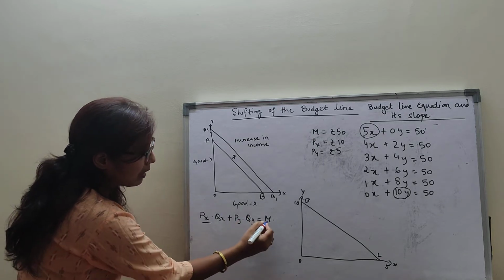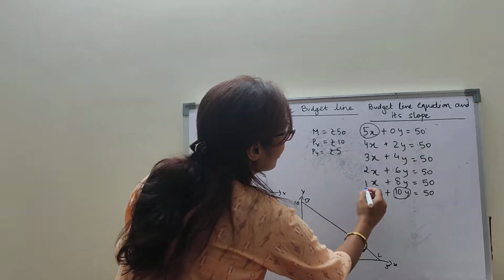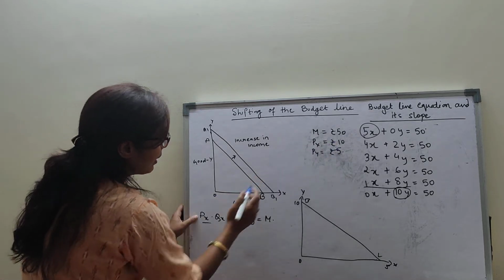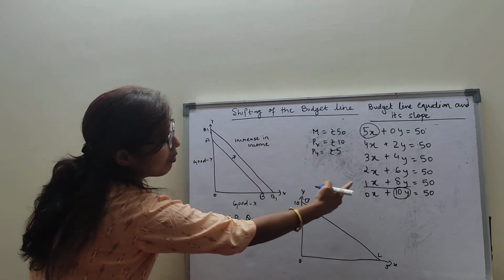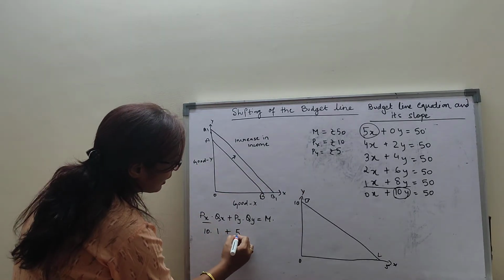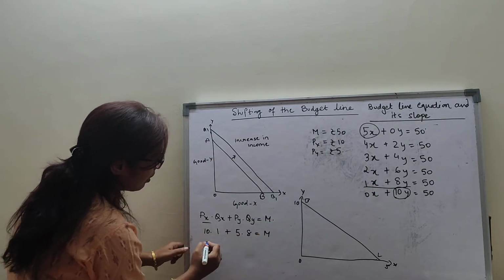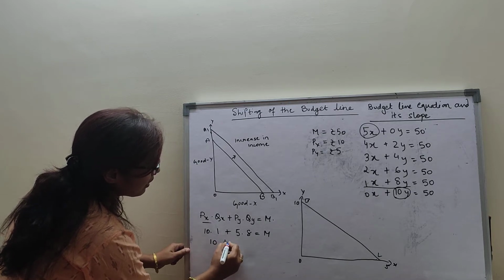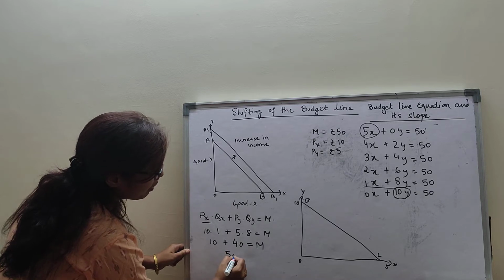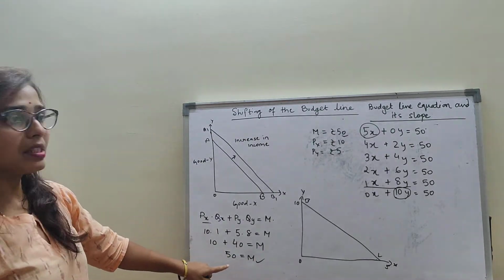Suppose income is not given to you and the consumer is consuming 1 unit of X and 8 units of Y. Let's take this one. Clear? So price of X is 10 and quantity of X is 1. Price of Y is 5 and quantity of Y is 8, equal to income. So 10 into 1 is 10, 5 eights are 40, is equal to income. So 10 plus 40 is 50, equal to income. See, 50.